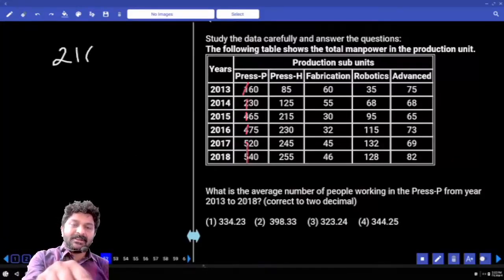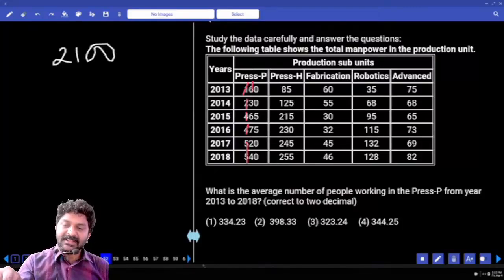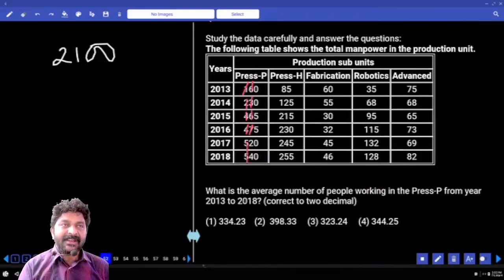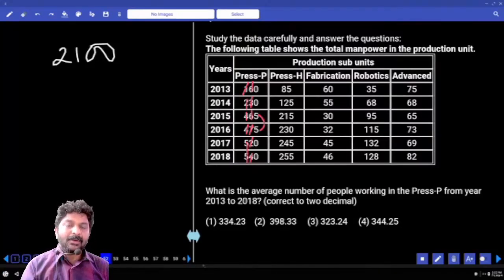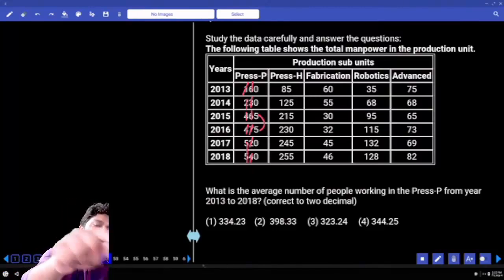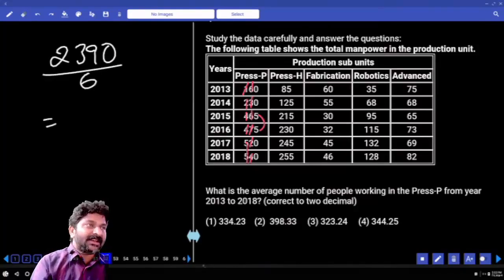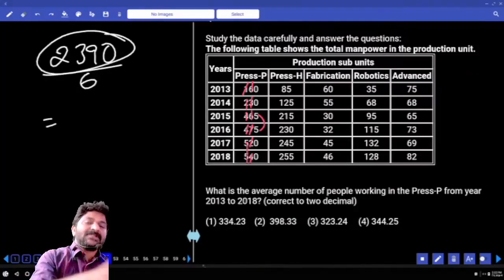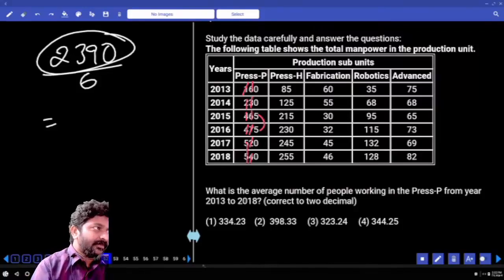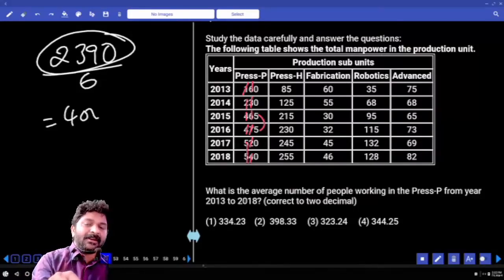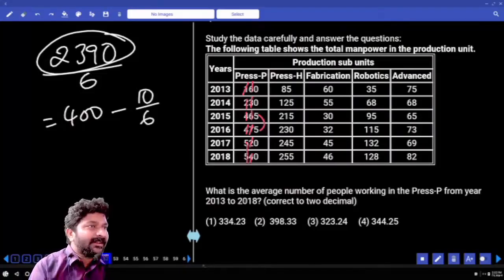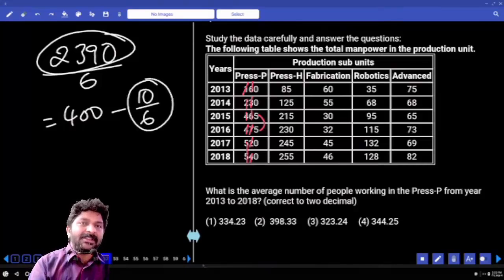So for 2100. Next, 60, 30, 60, 150, 150, 70, 220, 240, 280, 290. When you add 290, it becomes 2390. Average is divided by 6, correct? If it were 2400, it would be 400 only; minus 10 by 6 we are supposed to write, correct? 10 by 6 means 1.3 only.